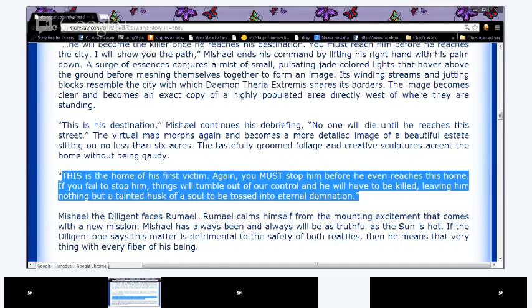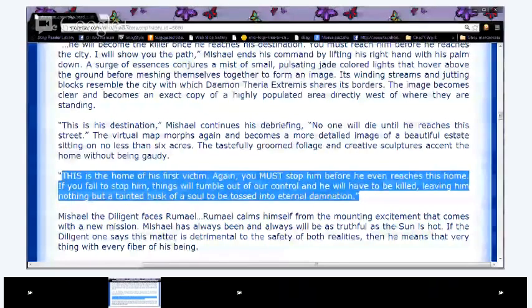This is the home of the Aussie's first victim. Again, you must stop him before he even reaches this home. If you fail to stop him, things will tumble out of our control and he will have to be killed, leaving him nothing but a tainted husk of a soul to be tossed into eternal damnation.